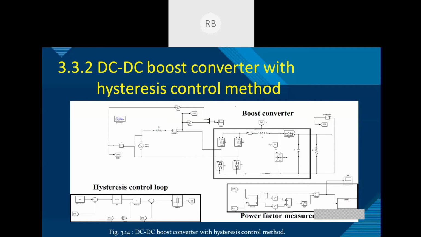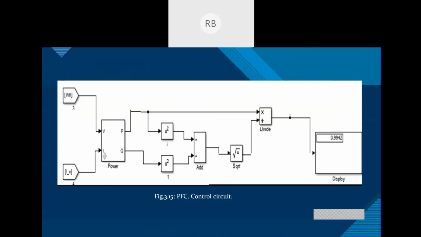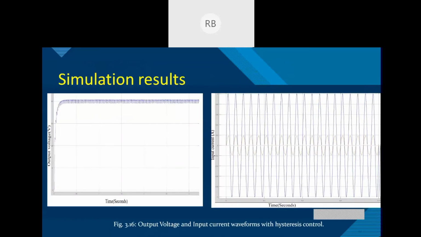On the next slide we will be seeing this power factor circuit. Here we have taken the input voltage and input current, from which we get the power factor, which is 0.9942, nearly 1. And on the next slide we will see the simulation result. So this is the output voltage.